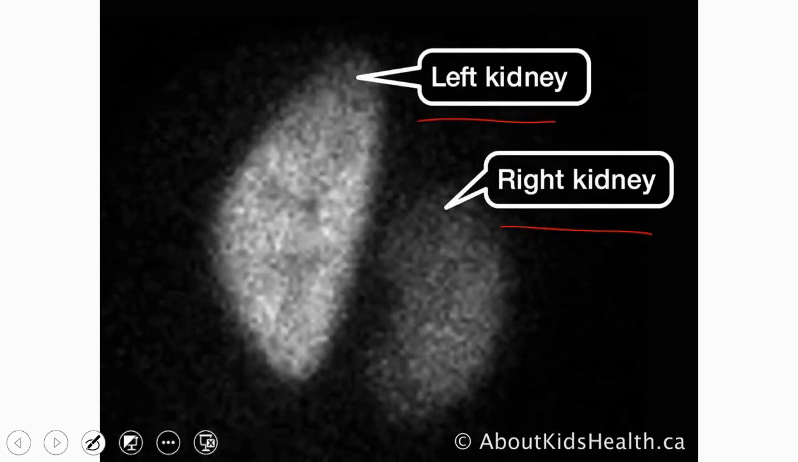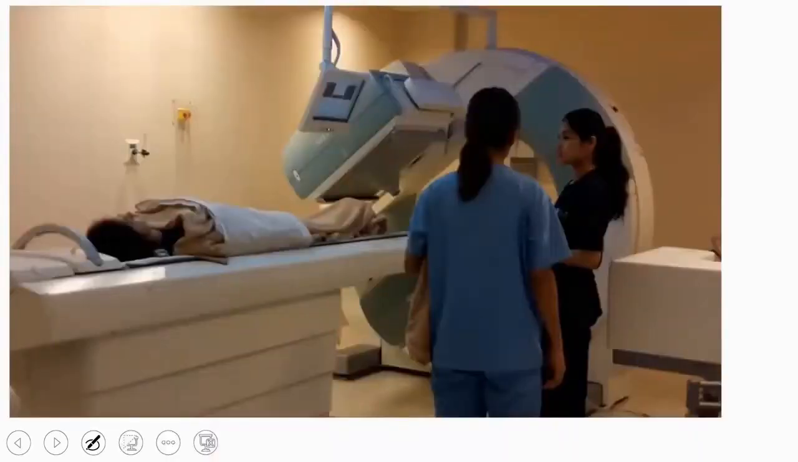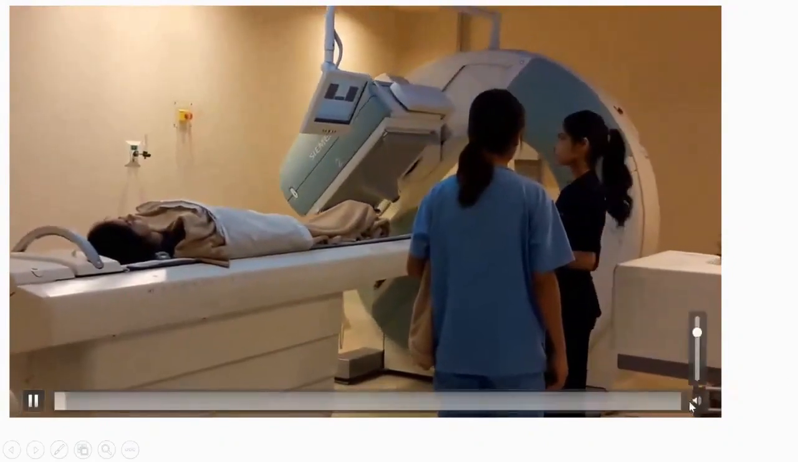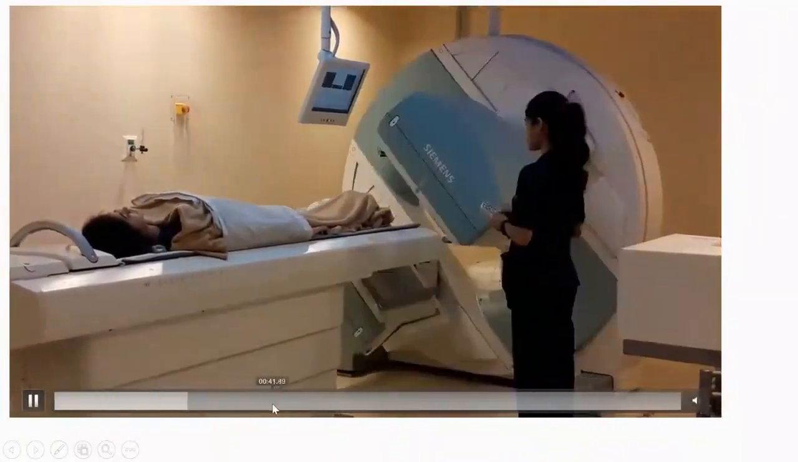The left kidney and the right kidney are like this. You have taken an oblique image at a certain angle. All of this is a static image. This is also a static image for you, for example. This is an examination.